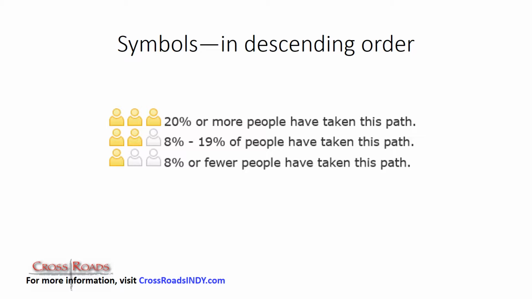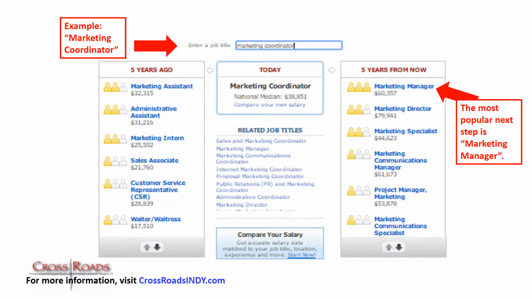You'll see these symbols next to job titles. More of these yellow people icons means it's more popular. More people have taken a career path from the first position to that position 5 years later. Results will be in descending order of popularity. Using marketing coordinator as an example, you can see that the most popular career move is to marketing manager.